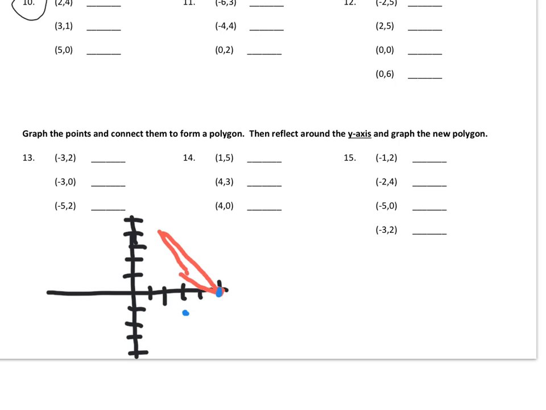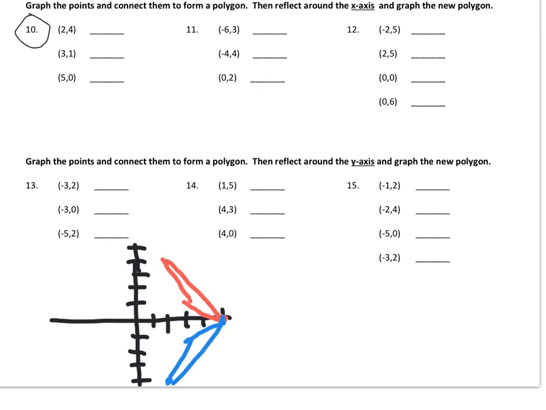And 2, 4 is 4 units above the x-axis, so the reflection needs to be 4 units below the x-axis. That will be at 2, -4. So now our new shape looks like this. That is a reflection over the x-axis.